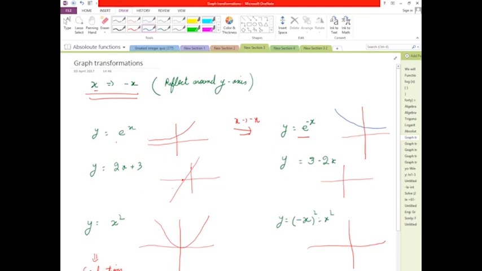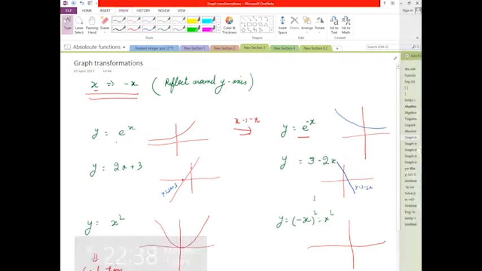Same way, if this is y equal to 2x plus 3, if you replace x by minus x, then it becomes 3 minus 2x. And then whatever was to the right of the y-axis will come to the left, and whatever was left will go to the right. So this will become the graph of y equal to 3 minus 2x.